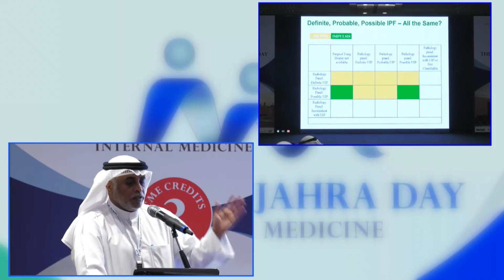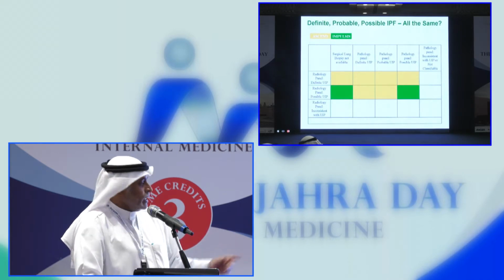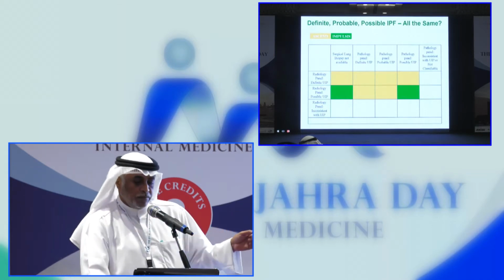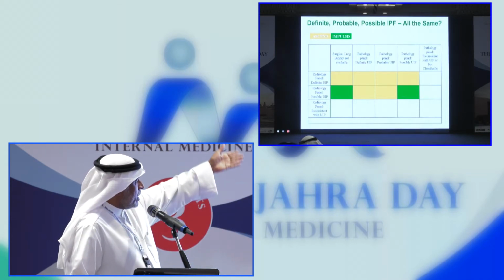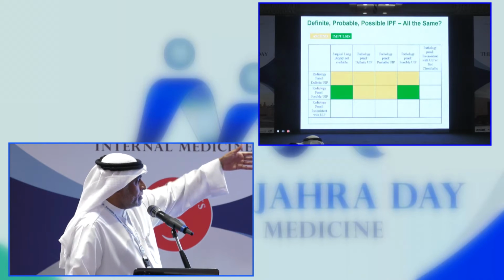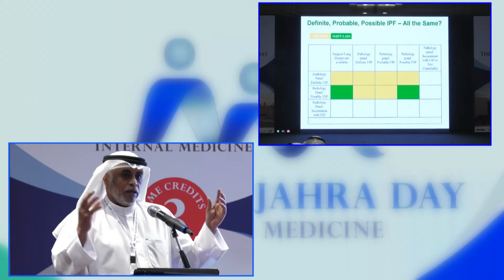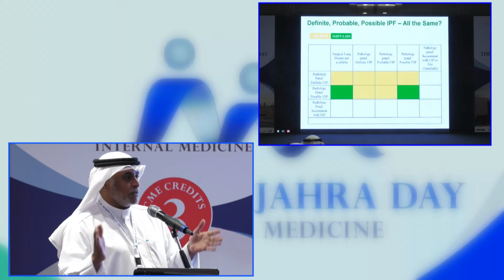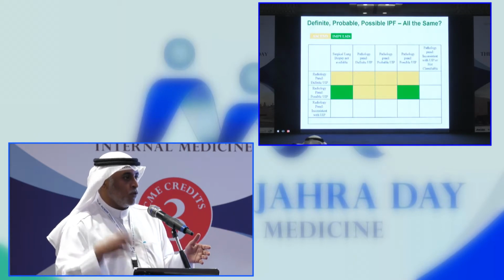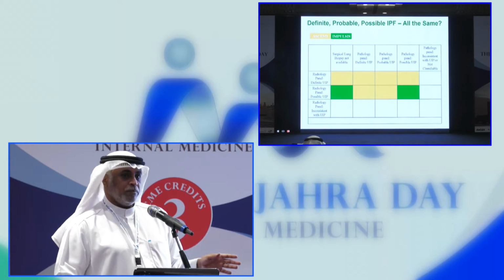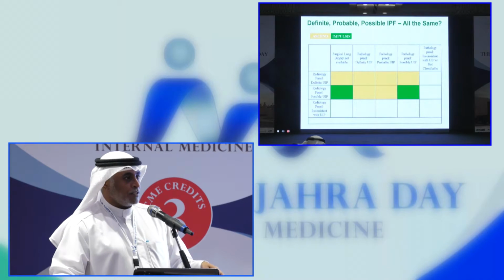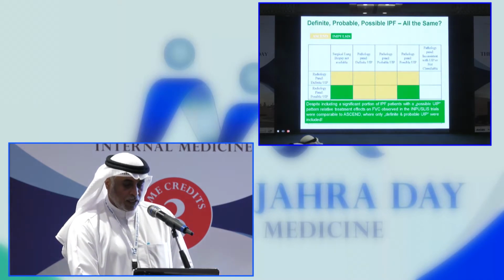So what about definite, probable, and possible? The green is the INPULSIS trial. That's where they used nintedanib. If you look, whether they had surgical lung biopsy or a pathology panel, the majority of the patients in the nintedanib trials had a possible, not definite, UIP pattern. They were recruited, and despite that, there was a benefit of giving this treatment.